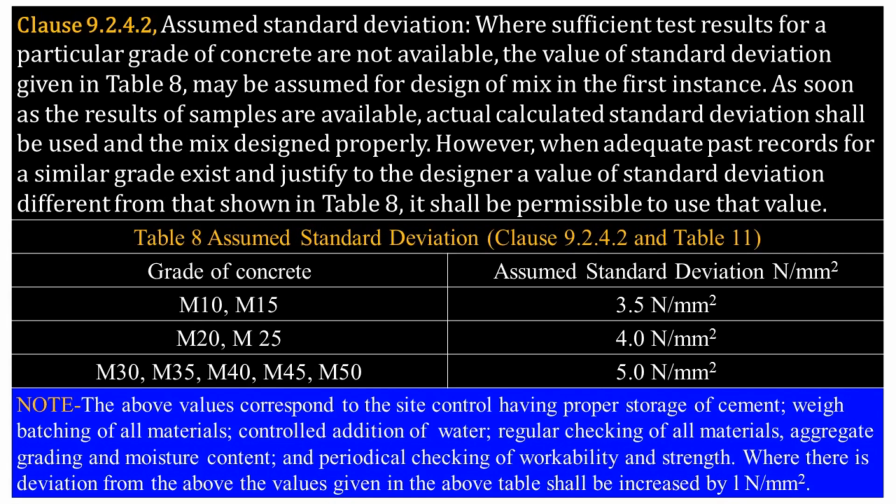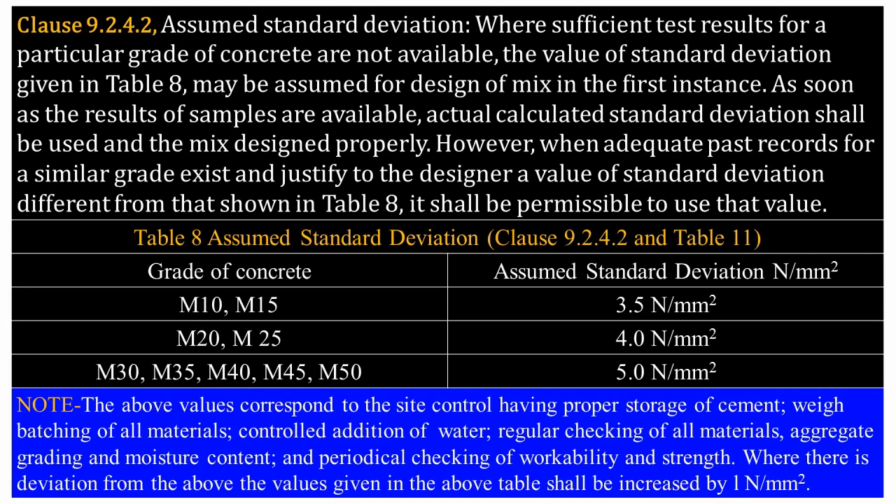Grade of concrete, M20, M25. Assumed standard deviation 4 Newton per square millimeter. Grade of concrete, M30, M35, M40, M45, M50. Assumed standard deviation 5 Newton per square millimeter.